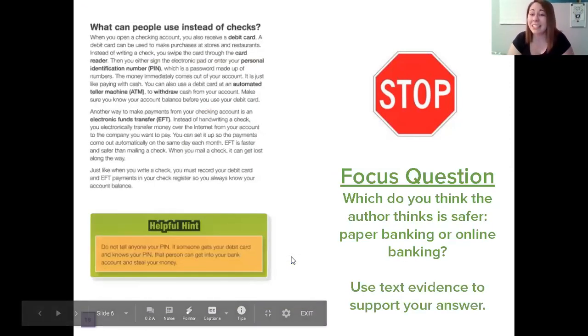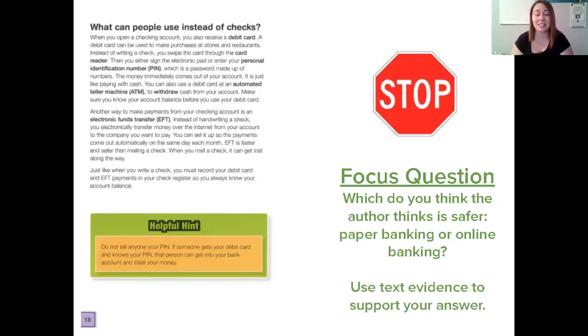What can people use instead of checks? Okay, so let's get into this. This is kind of more important right now. When you open a checking account, you also receive a debit card. A debit card can be used to make purchases at the stores and restaurants. Instead of writing a check, you just swipe your card through the card reader. Okay, then you either sign the electronic pad or you enter your personal identification number or PIN, which is a password made up of numbers. The money immediately comes out of your account. It's just like paying with cash.